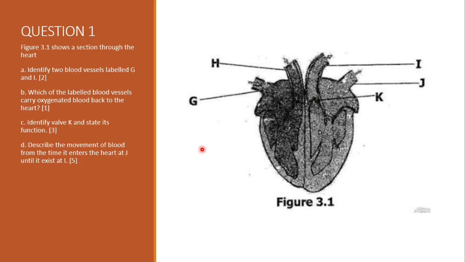So they are asking us to describe the movement. How is blood moving from the time it enters at J and then from the time it comes out of the heart at I? That's what they are asking us here. So here's how you describe. Description is simply painting a picture using words.